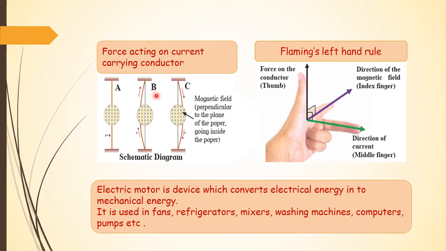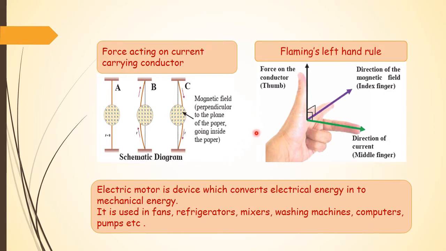But in figure B, you will find that current is flowing in upward direction. Then due to this magnetic field, this wire moves inward. Whereas in diagram C, you can see when the current starts moving in downward direction, then due to same inward magnetic field, this wire moves outward.